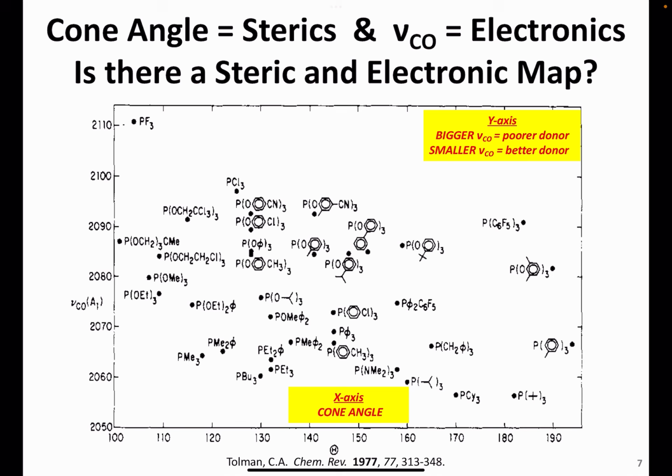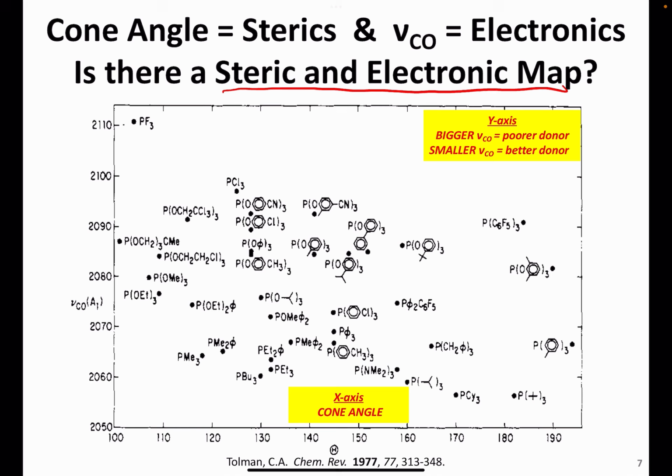And so how are we going to actually use this? Because now we know we can determine cone angles. We can also determine the electronic properties by using the CO stretching frequency. And so if we're dealing with a catalytic process, are we going to be able to rationally decide what phosphine to use? And we can. We can use what's known as Tolman's steric and electronic map. On the y-axis is plotted the CO stretching frequency, and on the x-axis is plotted the individual cone angle. And so how are you going to use this map?